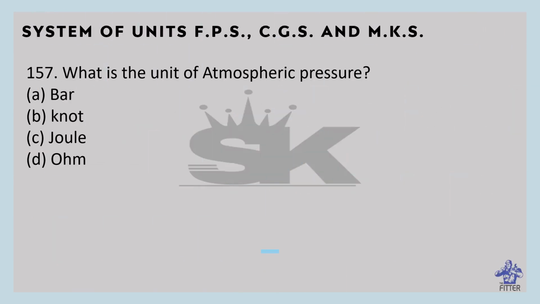What is the unit of atmospheric pressure? It is bar. 1 bar equals 10 to the power of 5 pascals, or 100 kilopascals.